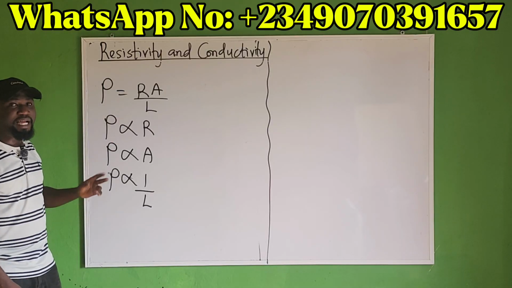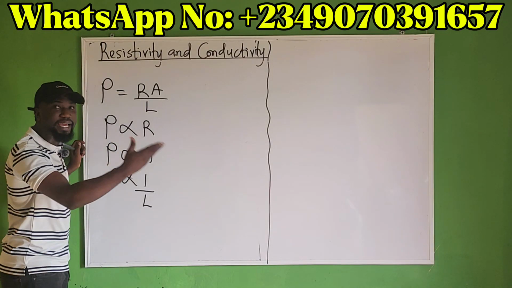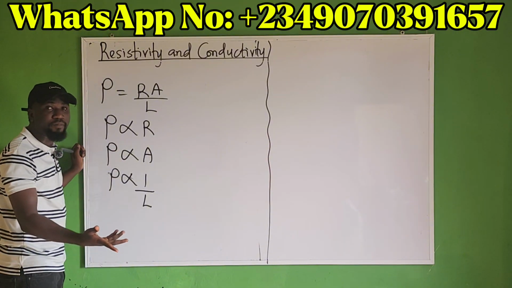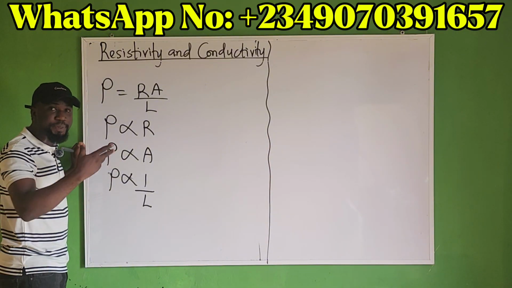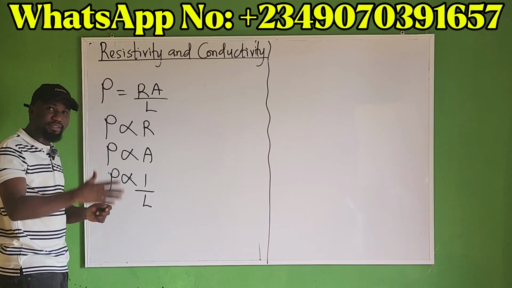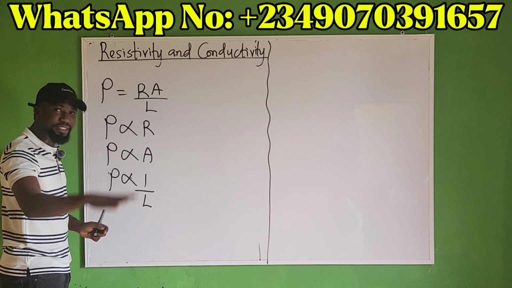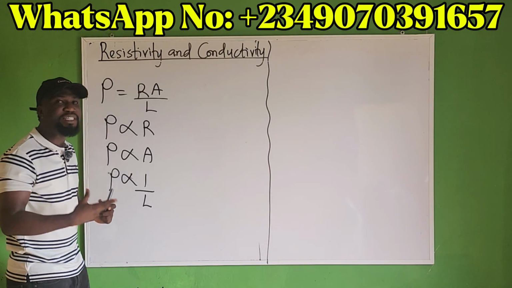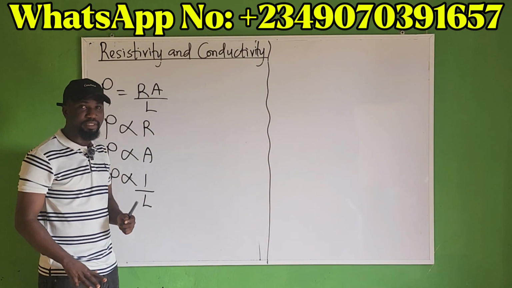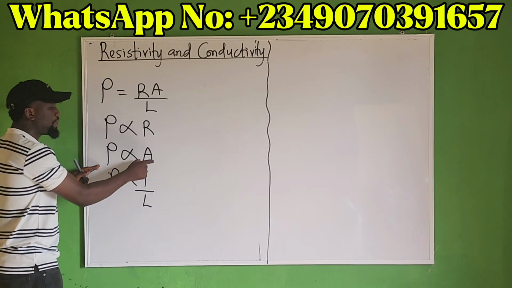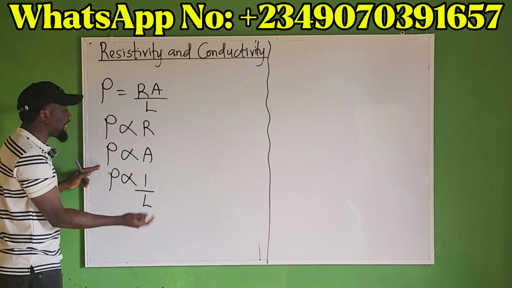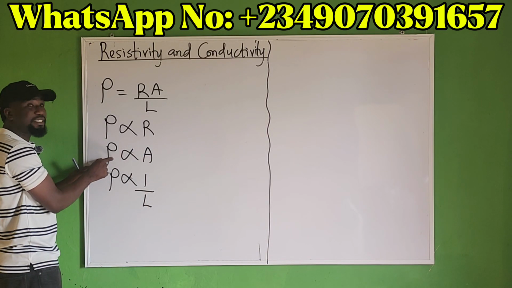So what does that mean? That means if the resistance is high, then the resistivity is also high. That's direct variation. If one value is increasing, the other one will be increasing. But if one is decreasing, the other one will be decreasing. But in the case of inverse variation, if one is increasing, the other one will be decreasing. So from here, if the area has a high value, then the resistivity is also high.